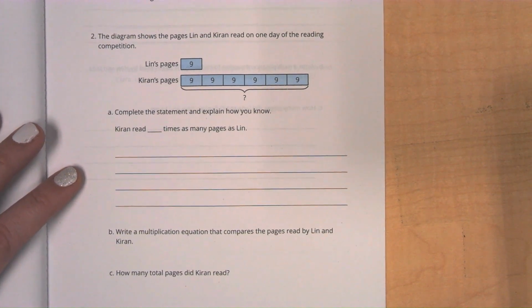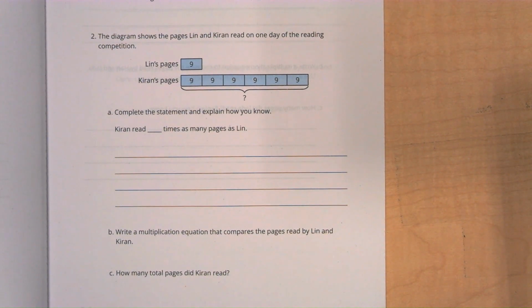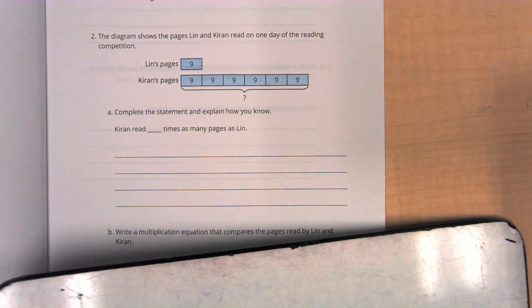Now let's go down here to Lynn and Kieran. Again, this is multiplication because we have the 9.